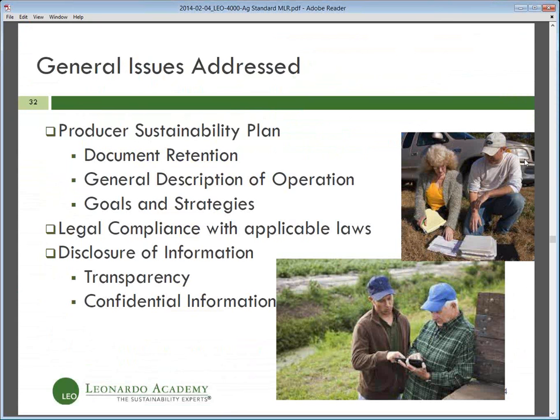General issues addressed. The producer sustainability plan addresses things like document retention, general description of operations, and goals and strategies. Legal compliance with applicable laws is required, and disclosure of information, transparency, is required. Then it recognizes that some aspects of production will be confidential.